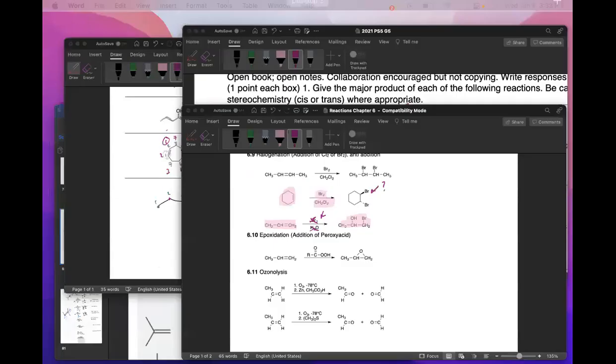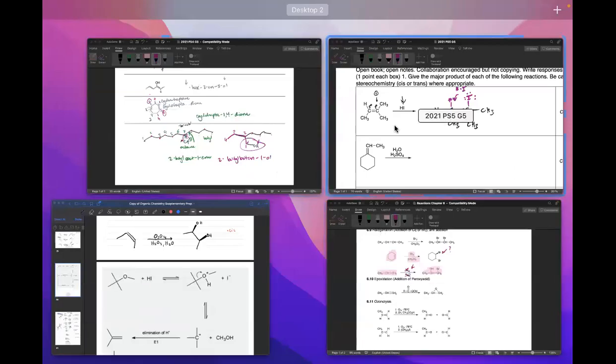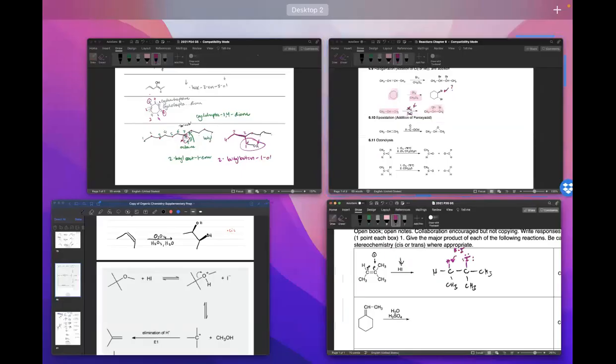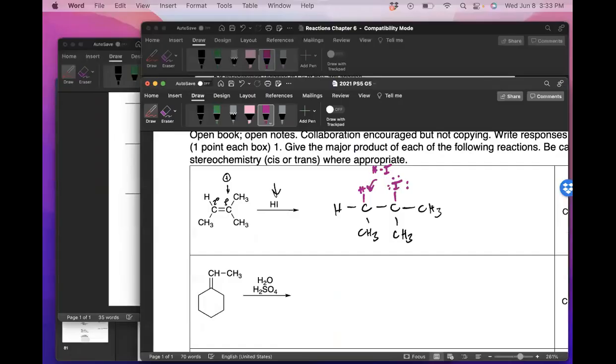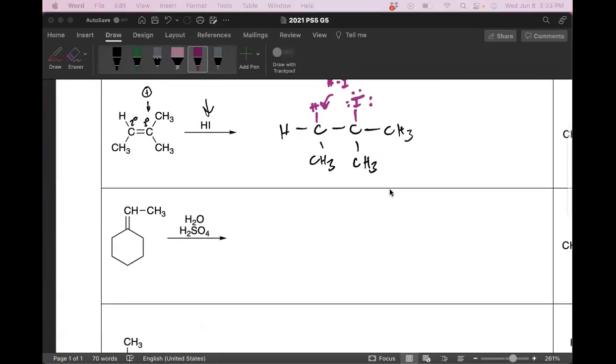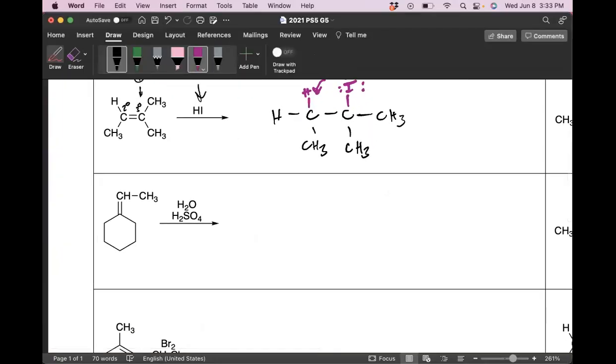Okay, now we're going back to this here. All right, now let's just get down the line. So again, we have a tertiary and a secondary. That's not how I want to draw it.